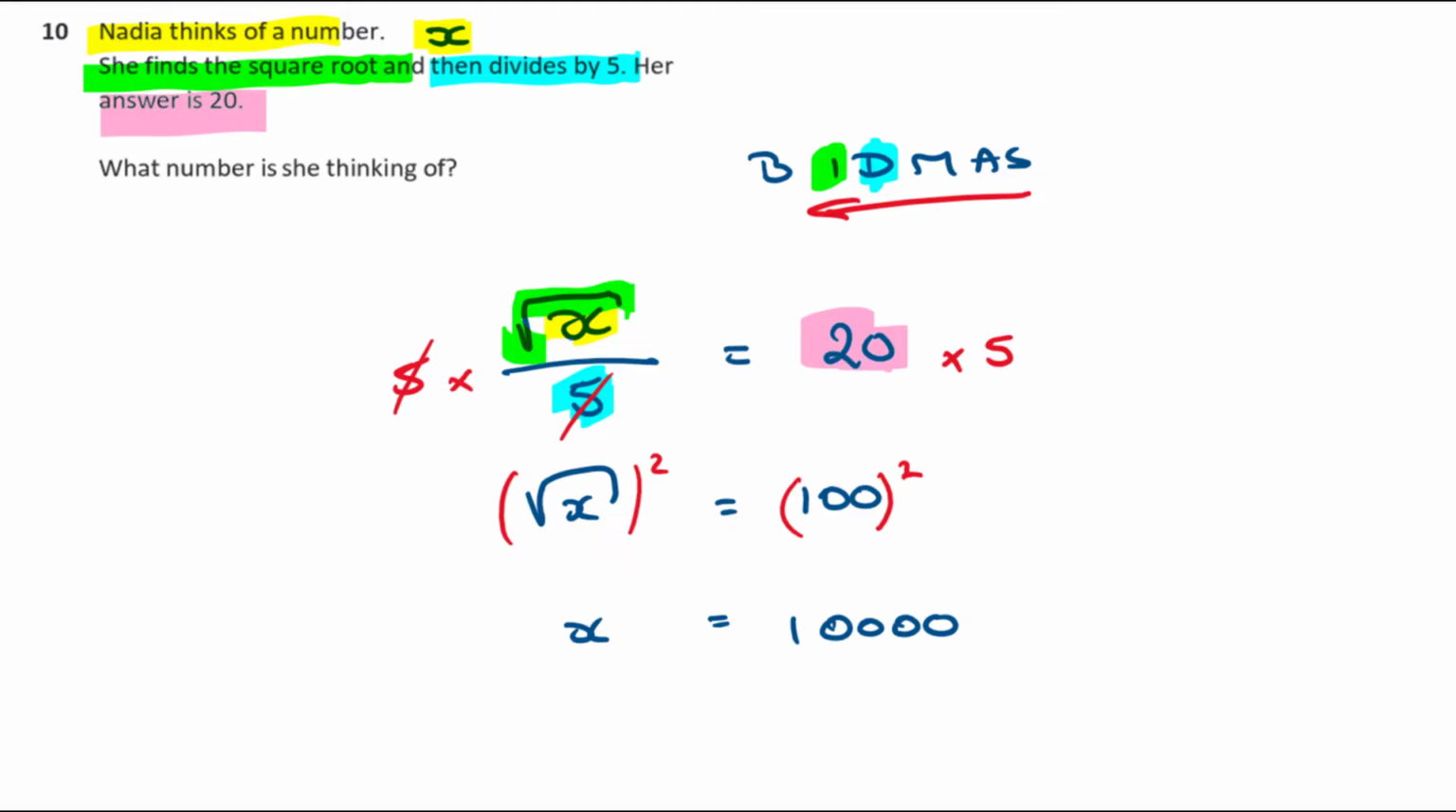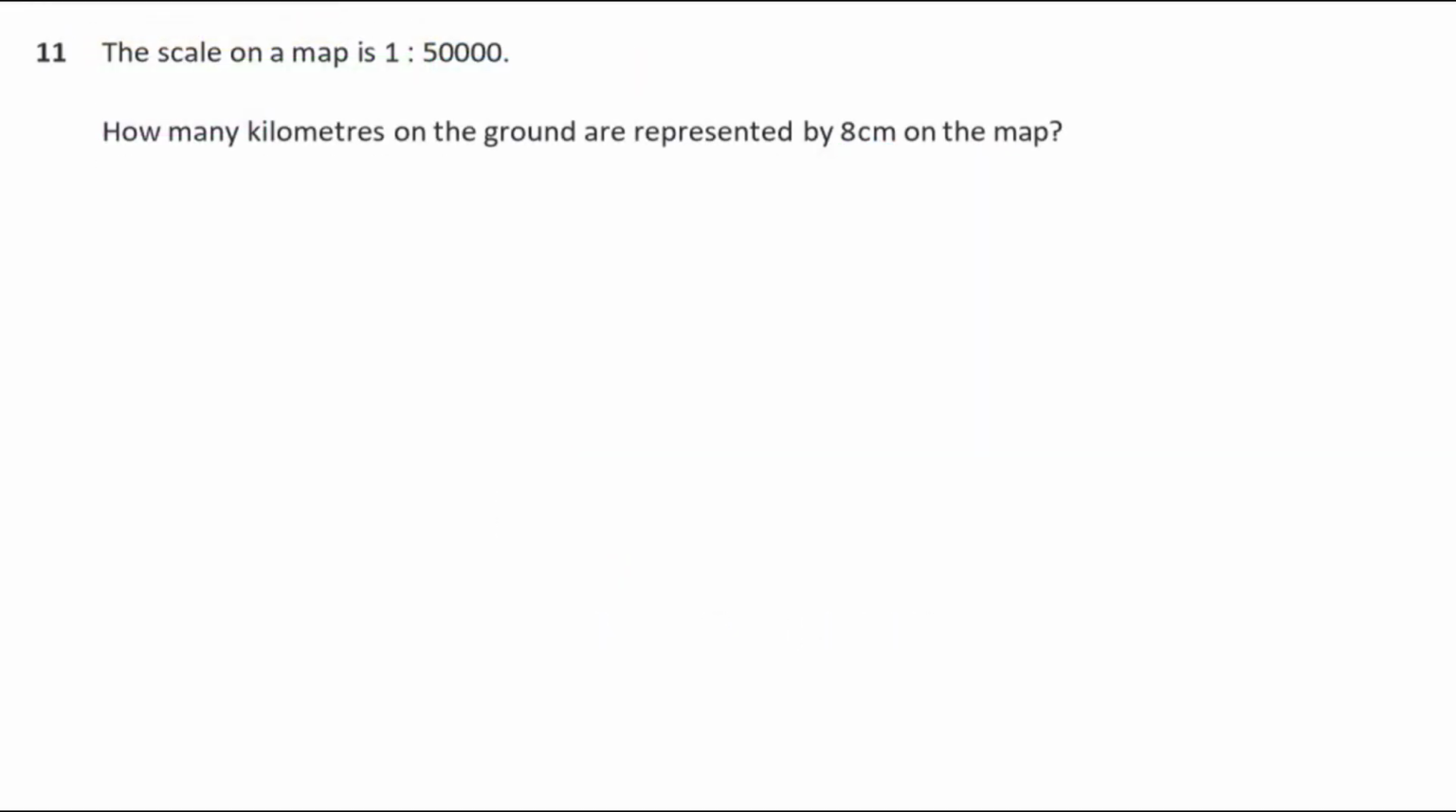Question 11, the scale on a map is 1 to 50,000. How many kilometers on the ground are represented by 8 centimeters on the map? Okay, now I'm going to start off with this question. I'm going to look at it the same way as I did with the ratio question earlier. These map scales are just ratios, aren't they?